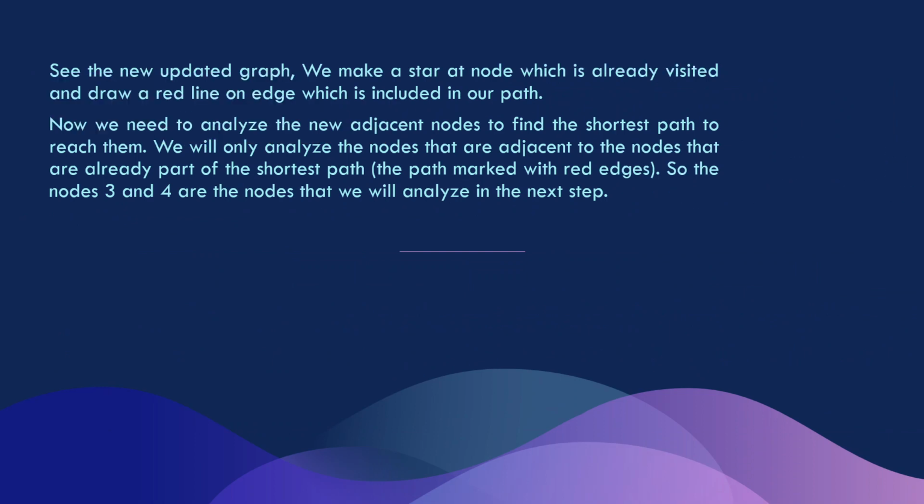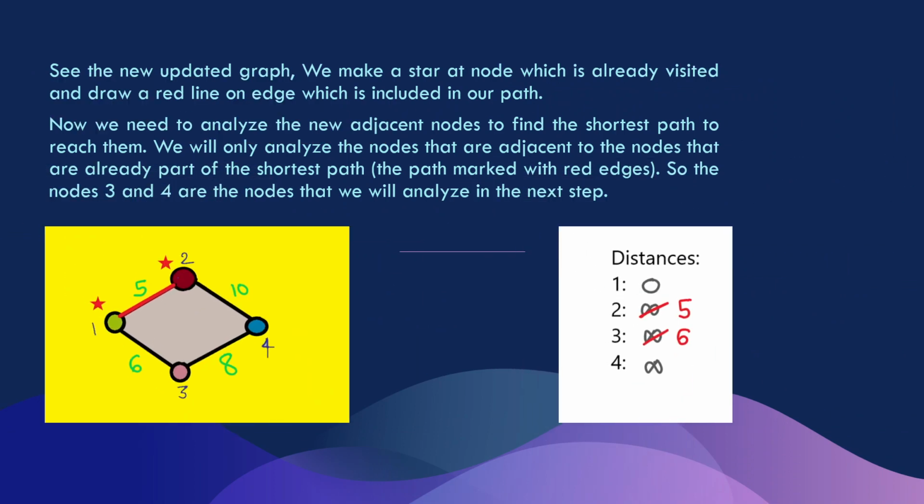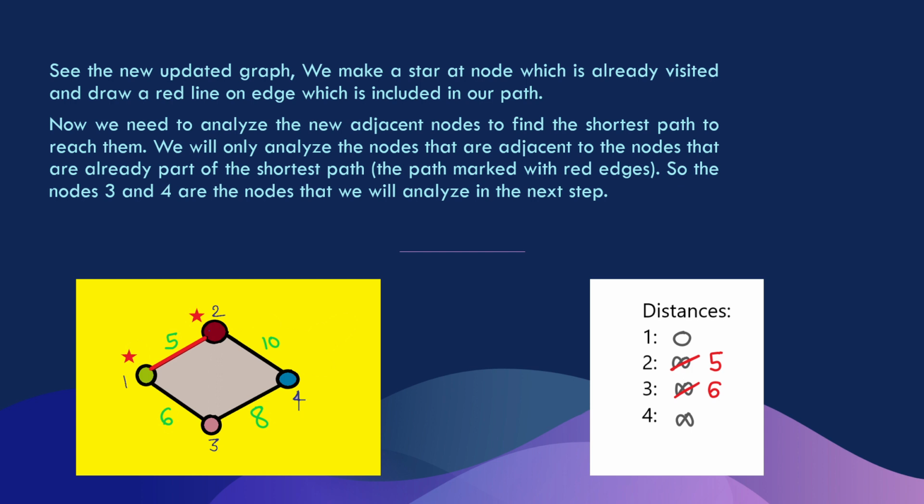See the new updated graph. We put a star at a node which is already visited and draw a red line on the edge which is included in our path. Now we need to analyze the new adjacent nodes to find the shortest path to reach them. We will only analyze the nodes that are adjacent to the nodes that are already part of the shortest path. So nodes 3 and 4 are the nodes that we will analyze in the next step.